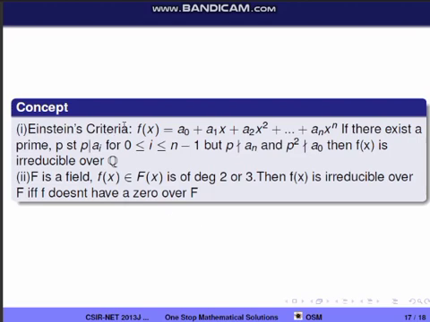Eisenstein criteria: if f of x is a polynomial which is written as a0 plus a1x plus a2x square plus etc. up to an x power n, and there exists a prime number p such that p divides ai for all 0 less than or equal to i less than or equal to n minus 1, but p does not divide an and p square does not divide a0, the constant term, then f of x is irreducible over Q. And if F is a field and f of x is a polynomial of degree 2 or 3, then f of x is irreducible over F if and only if f doesn't have a zero over F. So now we'll look into the options one by one.